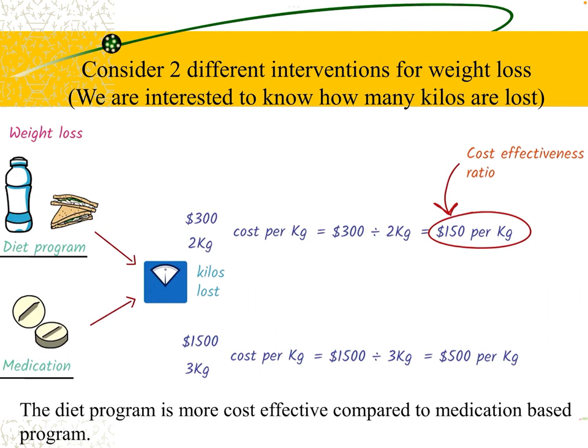We are interested to know how many kilos we have lost. There are two programs. One is the diet program and the other is a medication program. In the diet program you will lose 2 kilograms for $300, and in medication you will lose 3 kilograms for $1,500. So now we have to see the cost effectiveness ratio. For the diet program you will lose 1 kg for $150, and in the medication program you will lose 1 kg for $500. So what do you understand from that? The diet program is more effective compared to the medication based program.